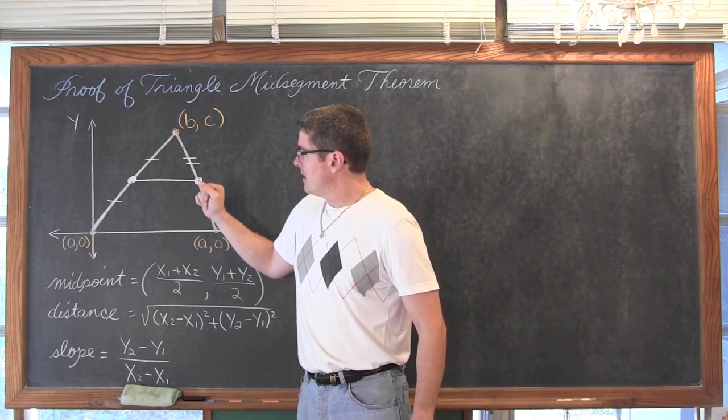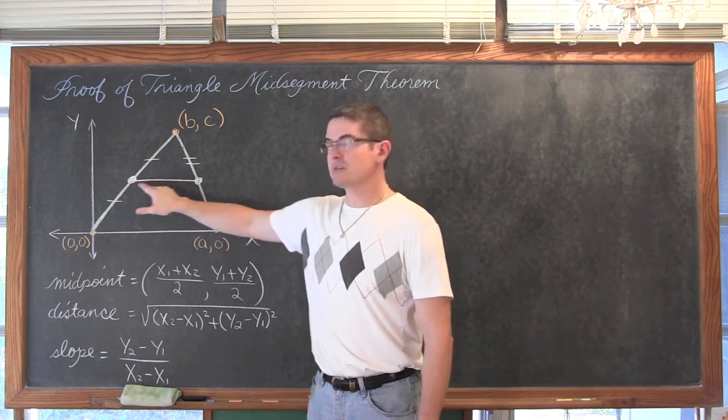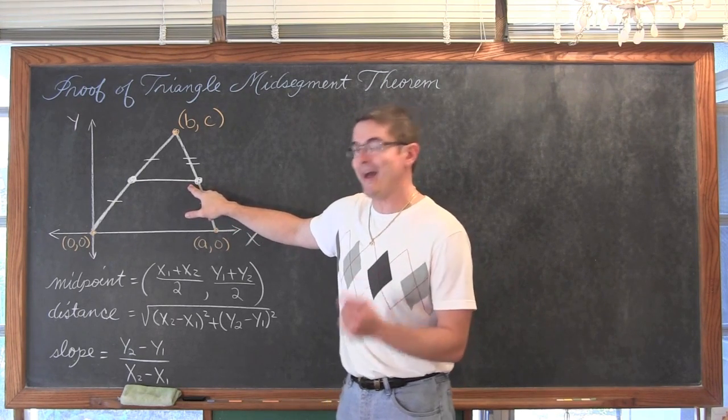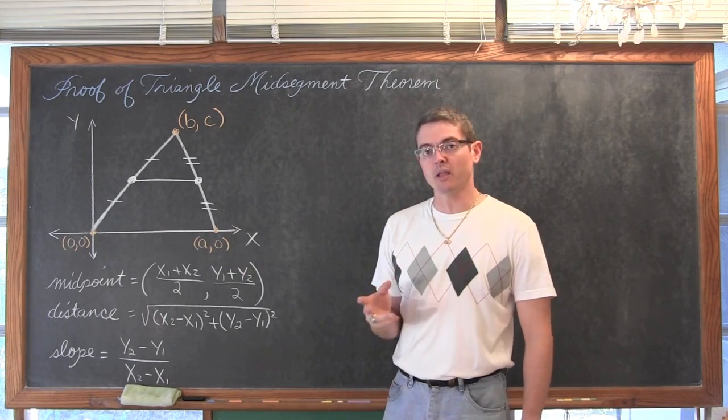Now, the midsegment theorem says that a segment that connects the midpoints of two sides of a triangle is going to be equal to half of the length of the third side and be parallel.